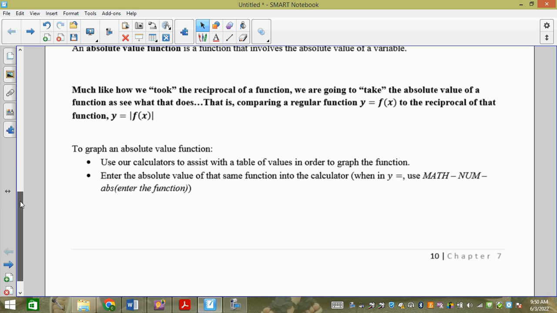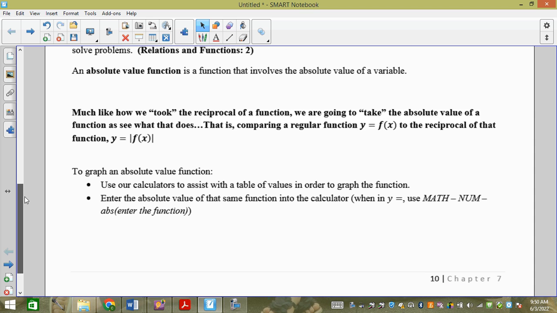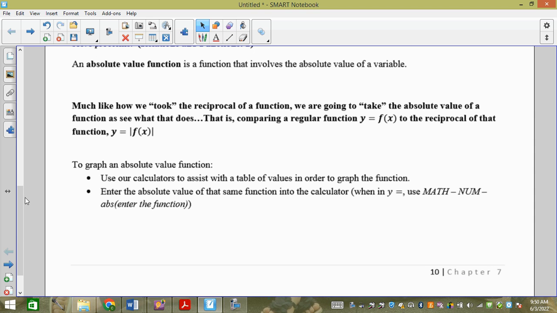Okay, so here we have an absolute value function is a function that involves the absolute value of a variable. Much like how we took the reciprocal of a function, we are going to take the absolute value of a function and see what it does. To graph an absolute value function, we can use our calculators. We've talked about how to punch it in. And we're going to move over.